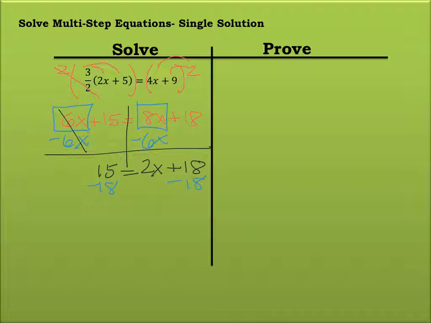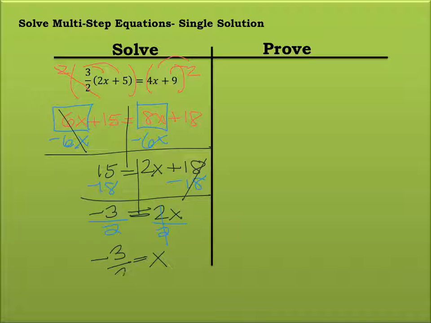Whatever I do on one side, I got to do on the other. Alright, so 18 minus itself reduces to 0. 15 minus 18 is negative 3. And we've got the 2x coming down. Finally, we go straight to the unknown and undo what's around it. We've got multiplication, 2 times x, so we're going to undo that with division. Again, division property of equality, do it on the same side of the equal sign. 2 divided by itself reduces to 1. And we've got an answer here, what we think is an answer. And we have negative 3 halves.